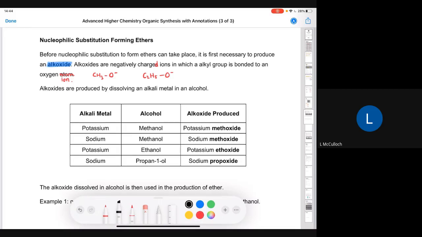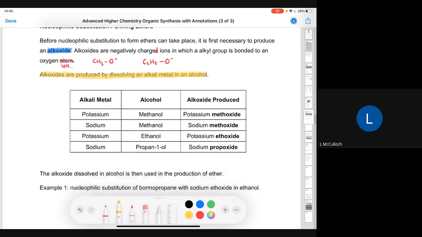Now an alkoxide is produced by dissolving an alkali metal in an alcohol. Now, that is a very, very small part of the Advanced Higher course. However, I would say it gets asked in close to 50% of exam papers. How do you produce an alkoxide? Things like that. So there are lots of questions on producing alkoxides, sometimes in multiple choice, sometimes in your short answer questions. So it is absolutely well worth knowing and remembering that piece of information.